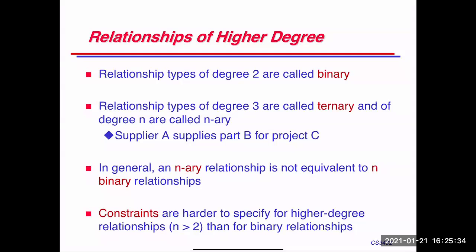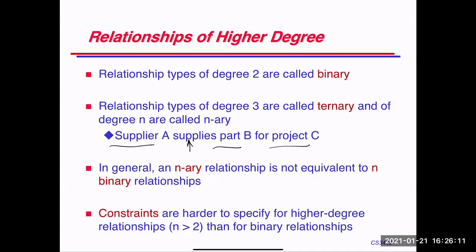So let's look at this example where we have a supplier that supplies a part for some project. Okay, so now you have 3 different entities, right? You have the supplier, the part, and the project. And they could be in a ternary relationship that is called supplies. Now in general, we can't just say that an n-ary relationship can be replaced by n binary relationships. That's unfortunately not how it works.